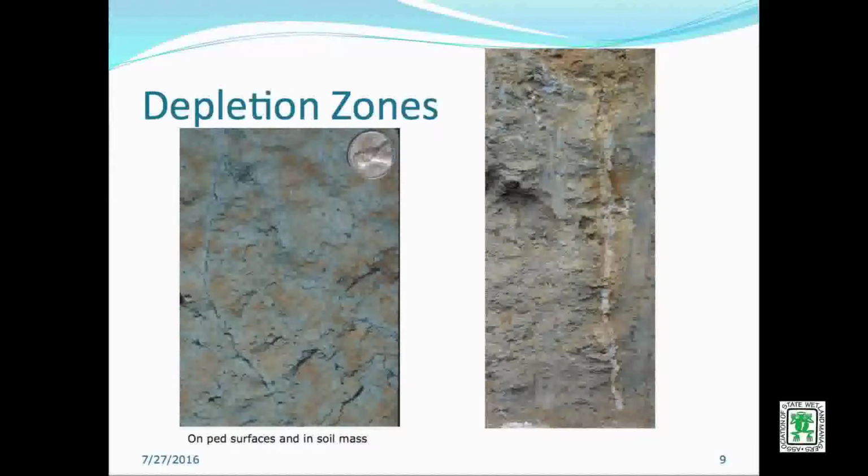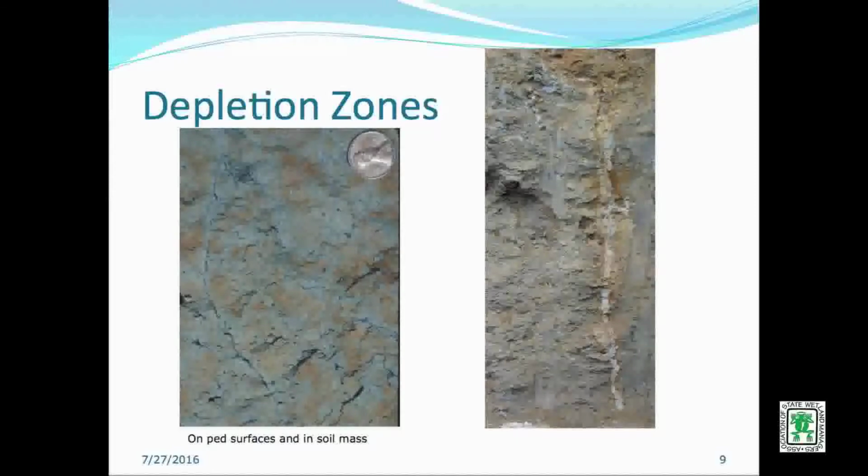Well, let's look at the depletion zones, and these are going to be the zones that surround the macropores shown in the picture on the left. So the depletions that occur only on the surfaces are two-dimensional, but as those depletions increase in size and move into the soil mass around them, they become three-dimensional in size, and I call those zones.